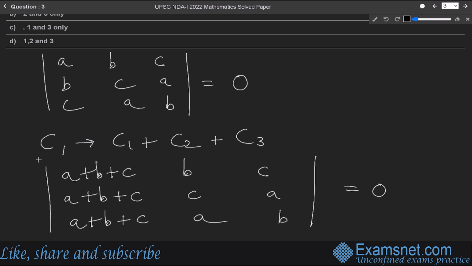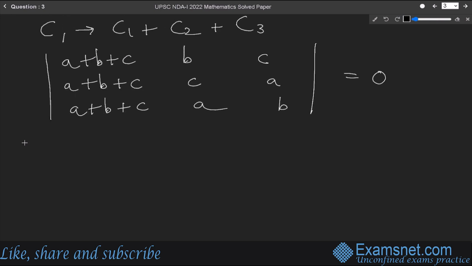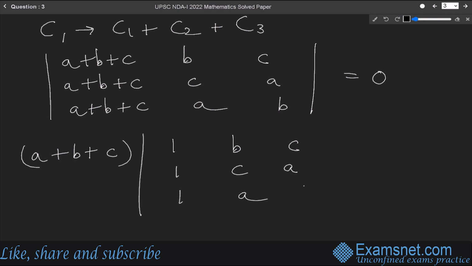Since we have applied the expansion for column 1, you can see that the changes are in column 1. Now you can see that A plus B plus C is common in the determinant. So taking A plus B plus C common, we will get 1BC, 1CA and 1AB, which is equal to 0.